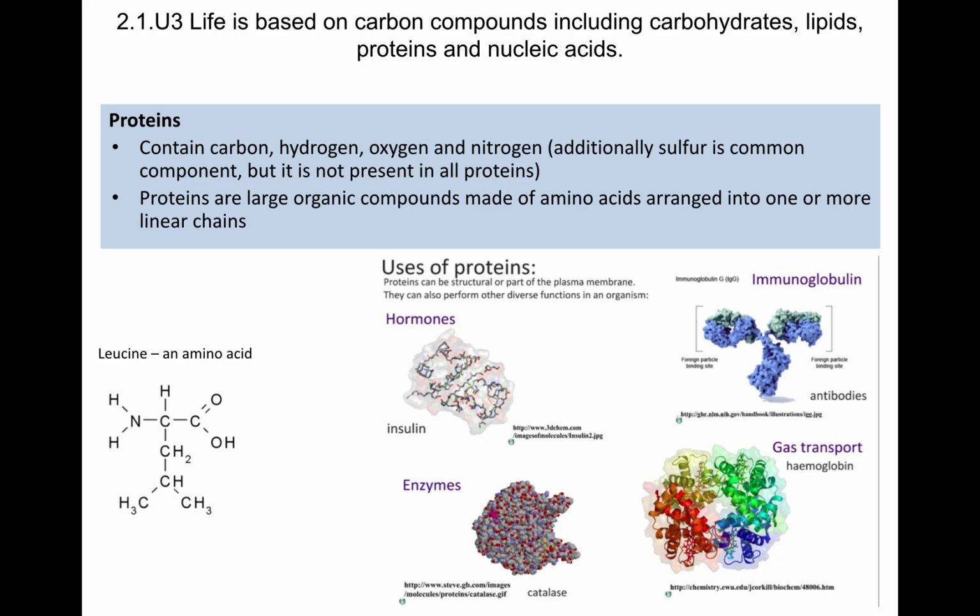Proteins are extremely important in the human body. They contain carbon, hydrogen, oxygen, and nitrogen. Additionally, sulfur is sometimes common, but it's not always present in proteins. Proteins are large organic compounds made of amino acids, and they're arranged in one or more linear chains.